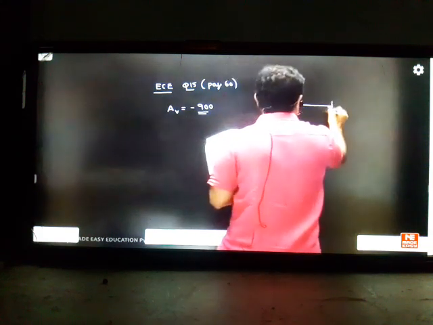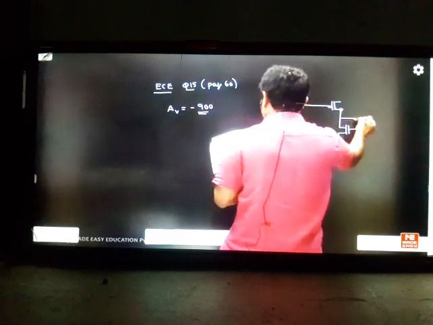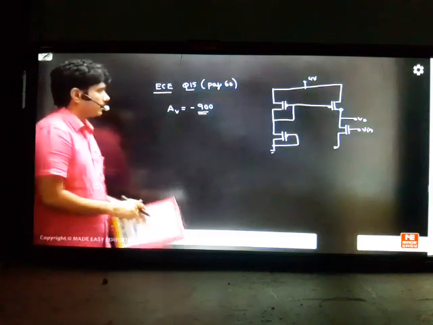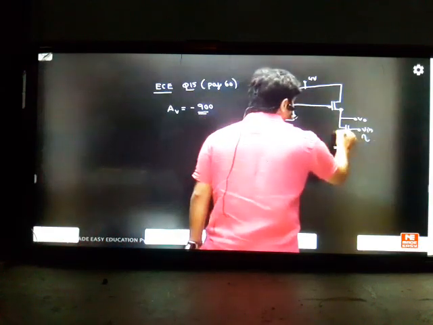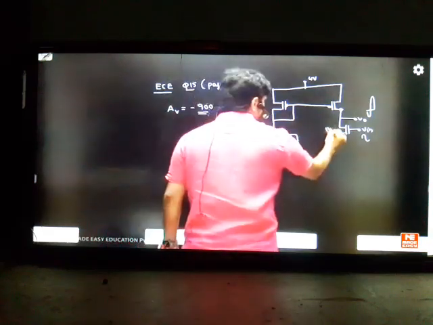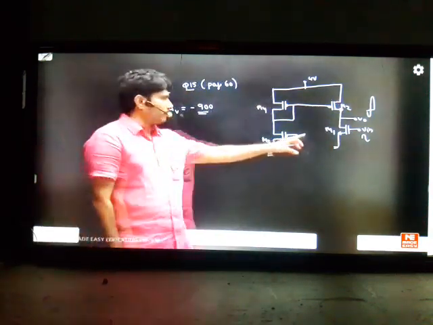This problem I'm expecting every student can do. It's not a big issue. This is Vin, this is Vout. This is 4 volts. If you observe correctly, this is the circuit given. So for the amplifier, you are giving signal here and getting some amplified output here. That means if you name the transistors, this is M1, this is M2, this is M3, this is M4. You have 4 transistors. I want to know how much this gain is.